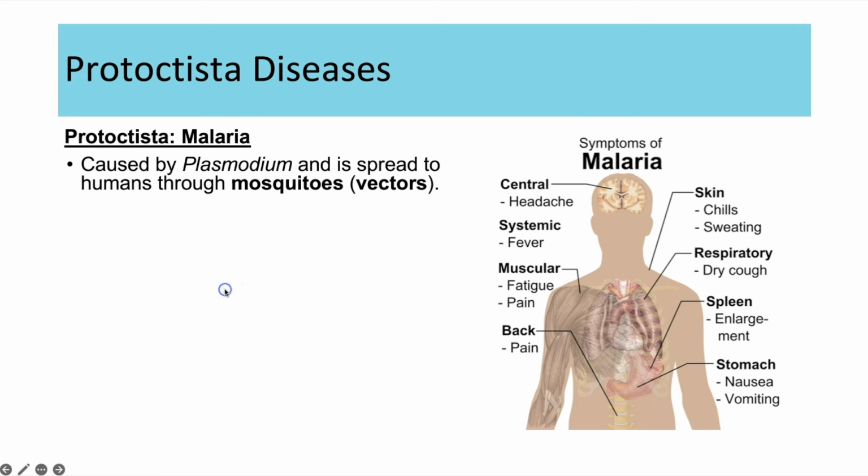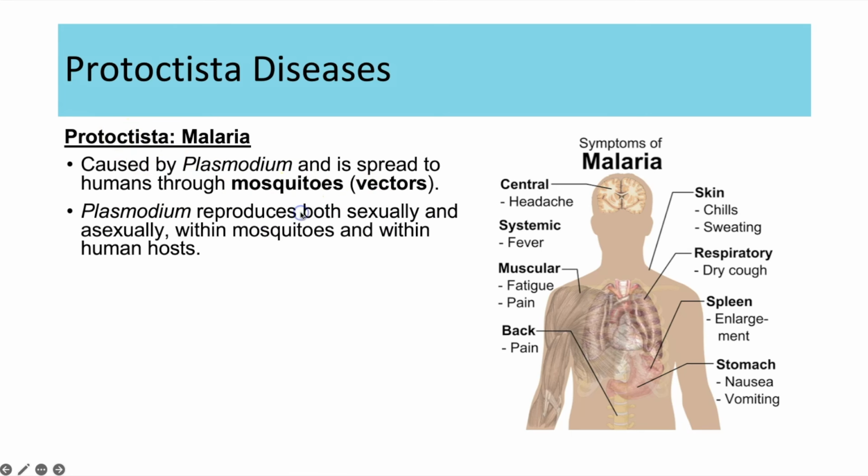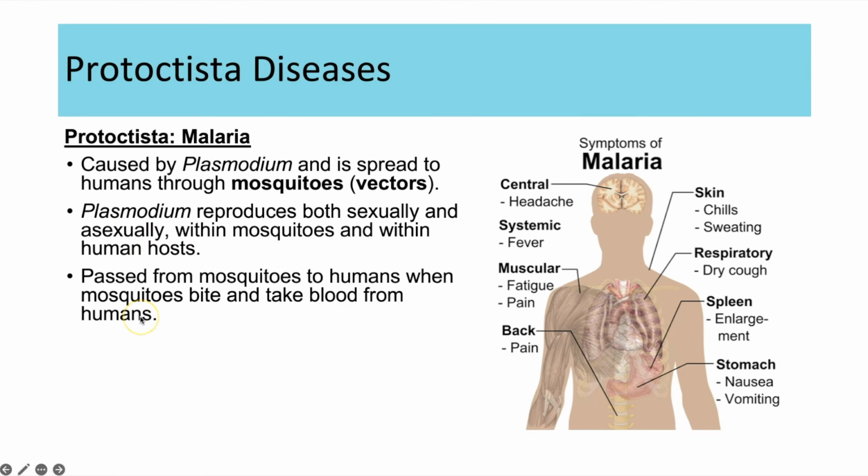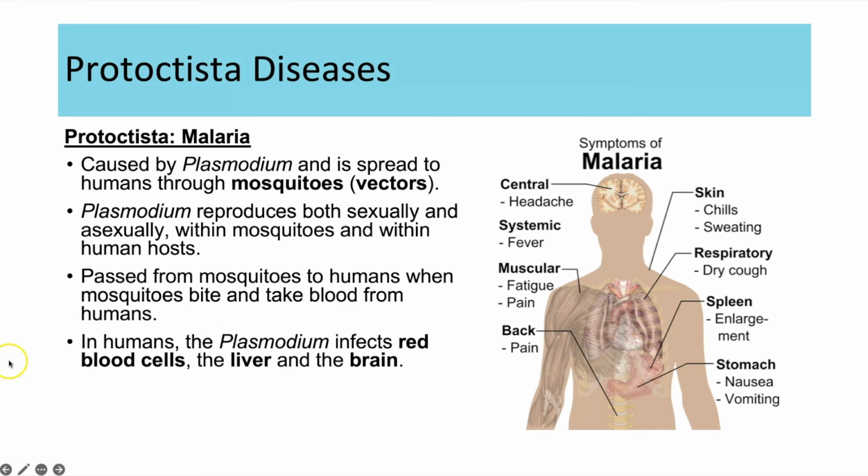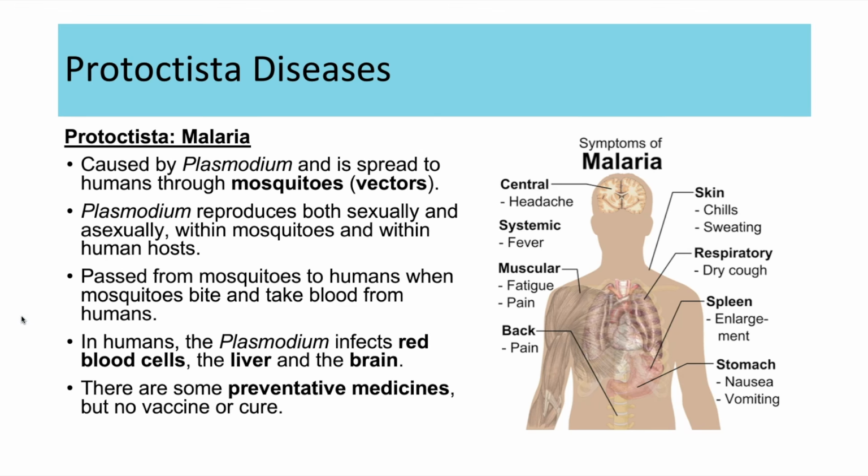So if we have a look then at malaria in more detail, it's caused by Plasmodium and it's spread to humans through mosquitoes. So Plasmodium is the name of those Protoctista and the vectors are the mosquitoes. Plasmodium reproduces both sexually and asexually within the mosquitoes and also within the human hosts that they infect. They can be passed from mosquitoes to humans when mosquitoes bite and take blood from the human. In humans, the Plasmodium infects red blood cells and the liver and the brain. There are some preventative medicines that you can take, but there isn't a vaccine and there isn't a cure.